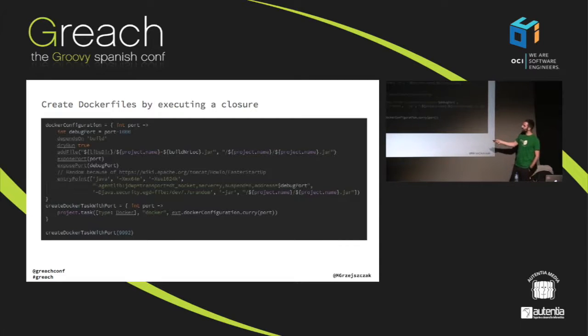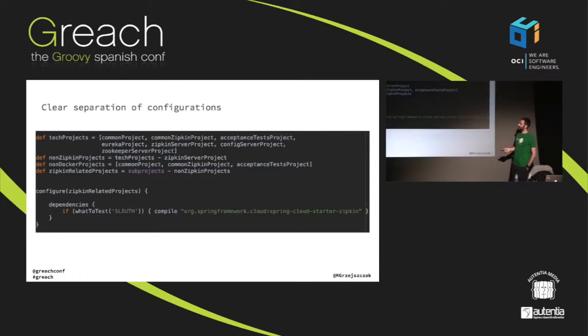So what I do here is that, for example, if I have an application for which I want to create a Docker file, let's say with exposing port 9992, I just execute curry on this closure, and I pass a closure, not an executed one, just a closure, with a fixed port of 9992. So take a look at curry. It's a really useful option if you have to pass around closures and not execute them.